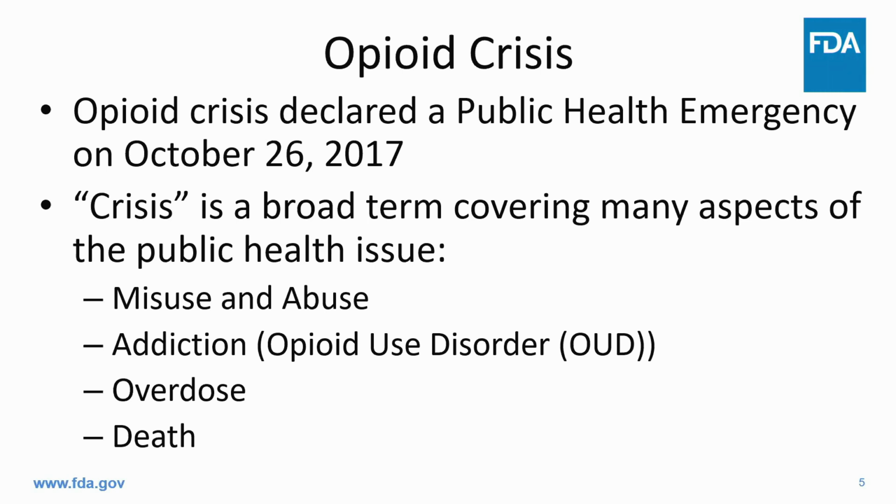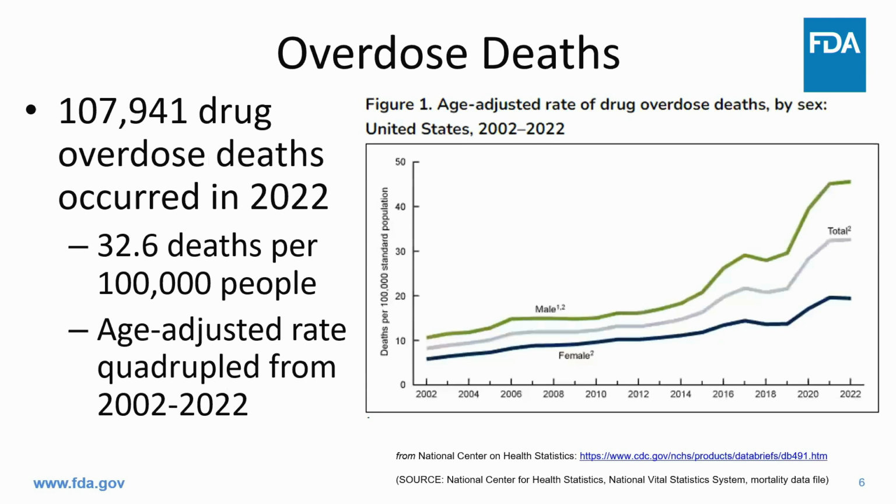Next, I want to highlight how many people are affected by this crisis. I know that since I wrote these slides there is some more up-to-date information out there, but we're going to go back to 2022, when we saw well over 100,000 drug overdose deaths in this country. If you calculate that out, that's about 30 deaths per 100,000 people. Adjusted over the preceding 20 years, that's about a fourfold increase in deaths.